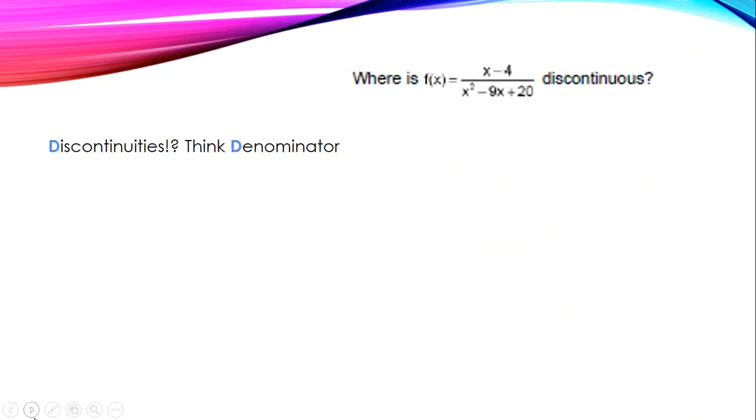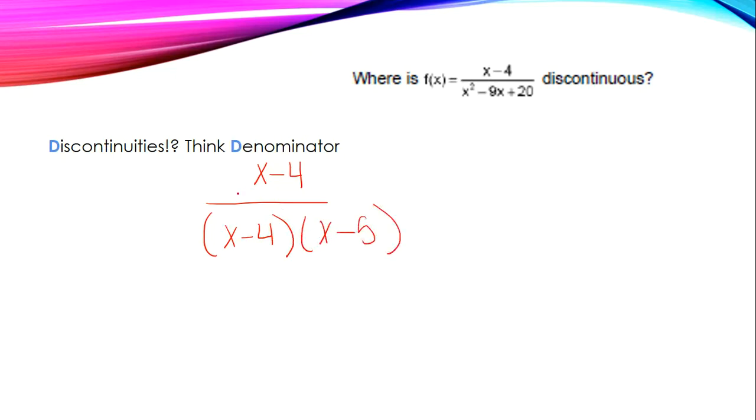Where are the discontinuities? Discontinuities, think denominator. So in this case, I'm going to go ahead and factor the denominator. So we're left with x minus 4 and x minus 5. These two factors would cancel. So I have a removable discontinuity at x equals 4, because they canceled.